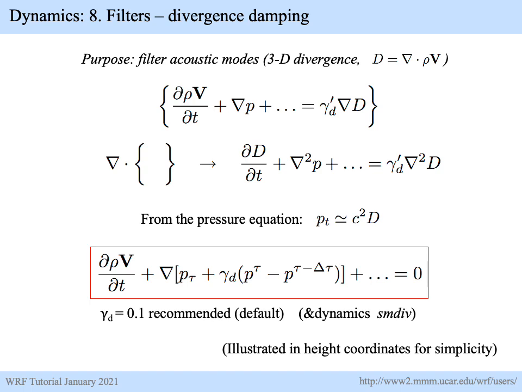So we do this to damp the acoustic modes. We have a damping coefficient of 0.1 as recommended. The coefficient itself sits inside of the dynamics section of the namelist.input, and the variable is SMDIV, which nominally means small step divergence damping. The model itself will run if you set this to 0. You may see a little bit more noise in the pressure field when you turn this off, but the model will typically run stably because the other filters that are active in the model are sufficient to keep it stable. So you can set this to 0 and it will run fine.